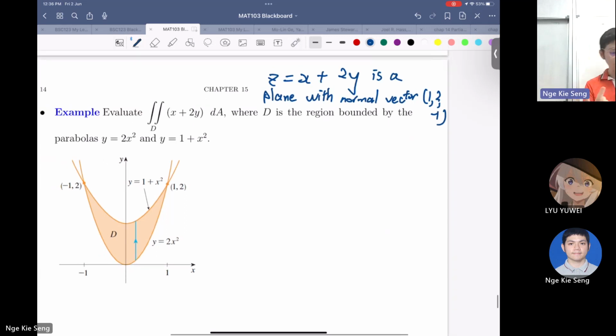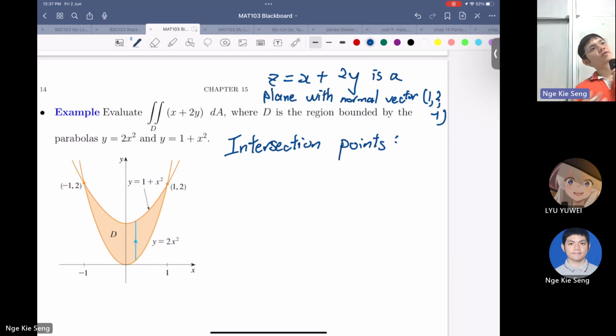So we want to compute this double integral with respect to D, but this D is not a rectangle. It's bounded by two parabolas, 2x squared and 1 plus x squared. If you plot these two graphs, you can see that there are two intersections. How do you find the intersection of two graphs? You just equate the two equations.